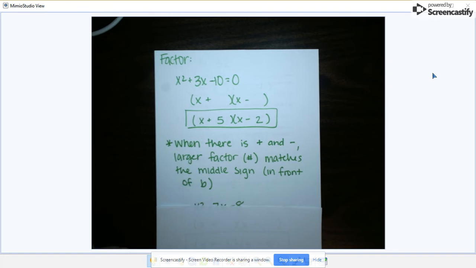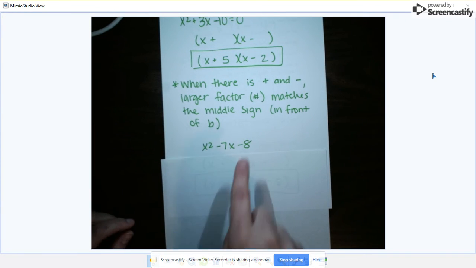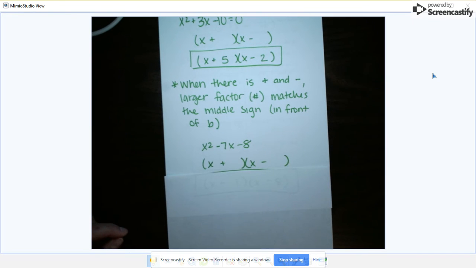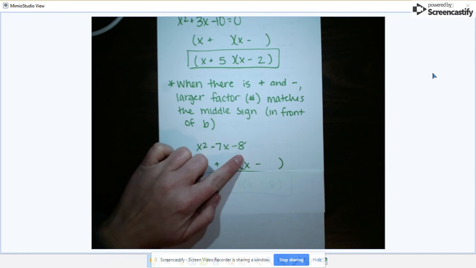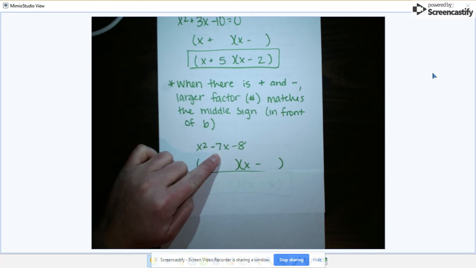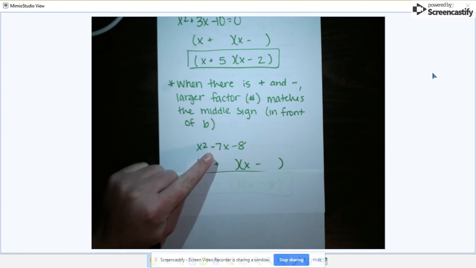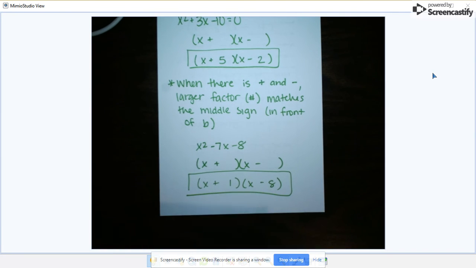Here's another one. x squared minus 7x minus 8. Back sign is a minus, so that means we're going to have one plus and one minus in our parentheses. 1 and 8 multiply to 8 and also subtract to be 7. And then we say our bigger number goes with this middle sign. So our larger number 8 had to go with that minus sign.